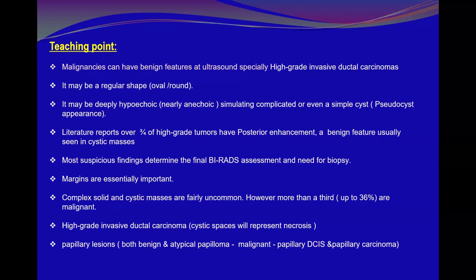Literature reports over 3/4 of high-grade tumors have posterior enhancement. So the presence of posterior enhancement doesn't always mean benign. It was considered a benign feature, usually seen in cystic masses, but in 3/4 of high-grade cancers, you can see posterior enhancement. The most suspicious feature determines the final BI-RADS assessment and need for biopsy.